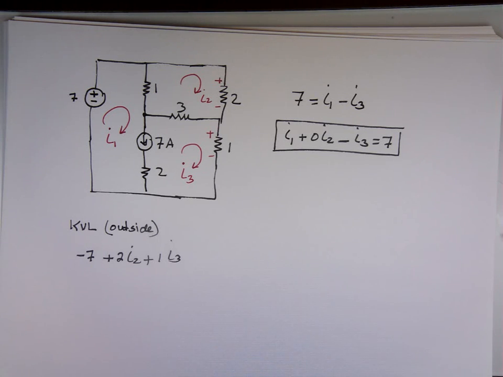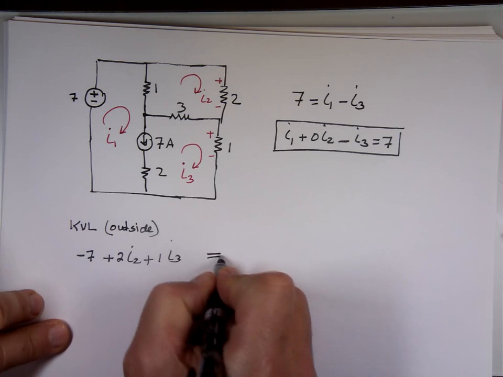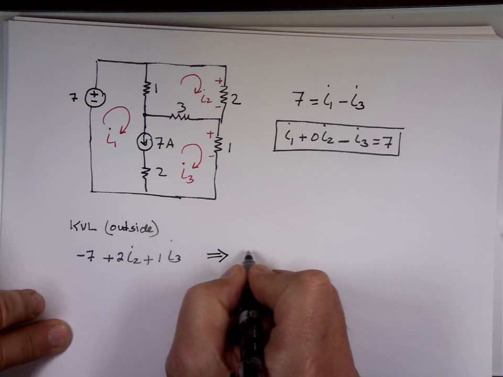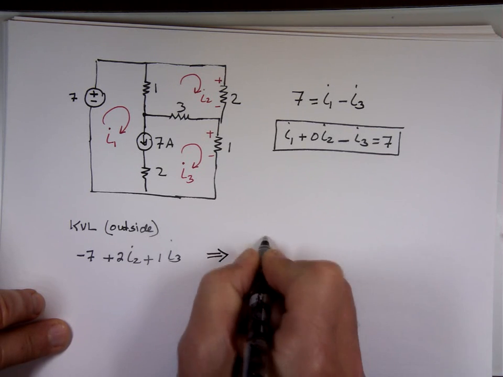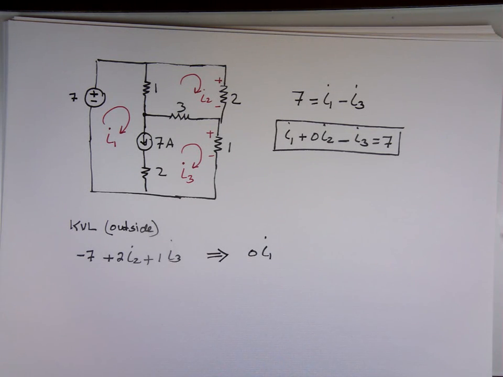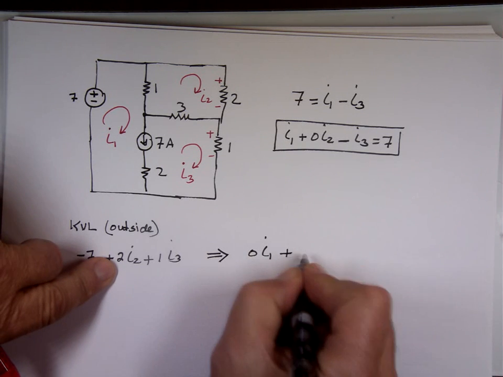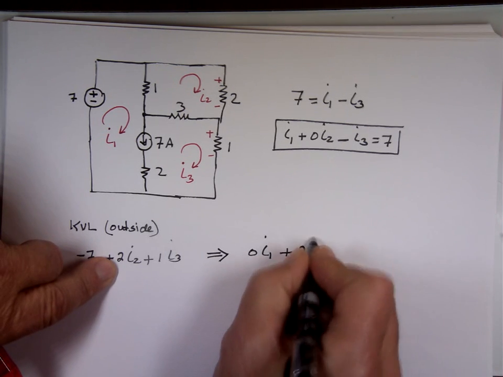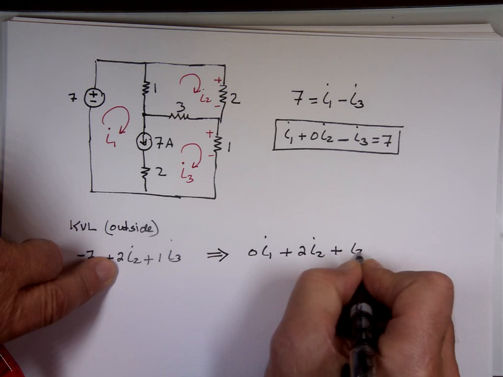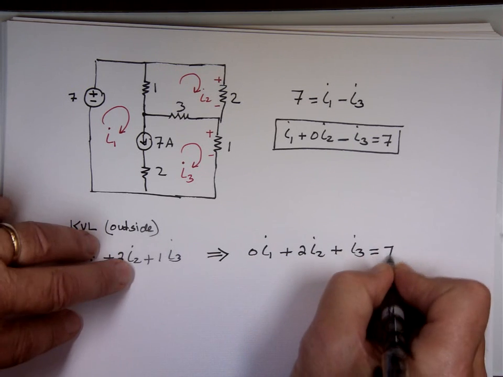So if you clean that equation, you will have what? 0 I sub 1. I'm writing them that way because I'm going to use my calculator right now, so I can plug in the coefficients for them. Plus 2 I sub 2 plus I sub 3 has to equal 7. That's equation number 2.